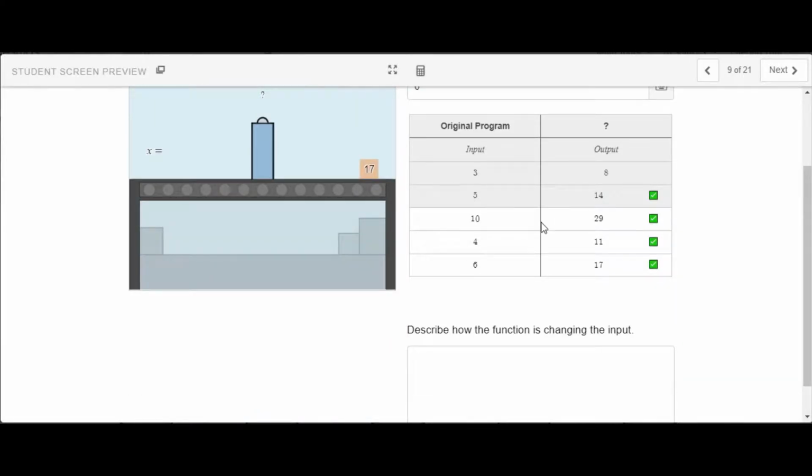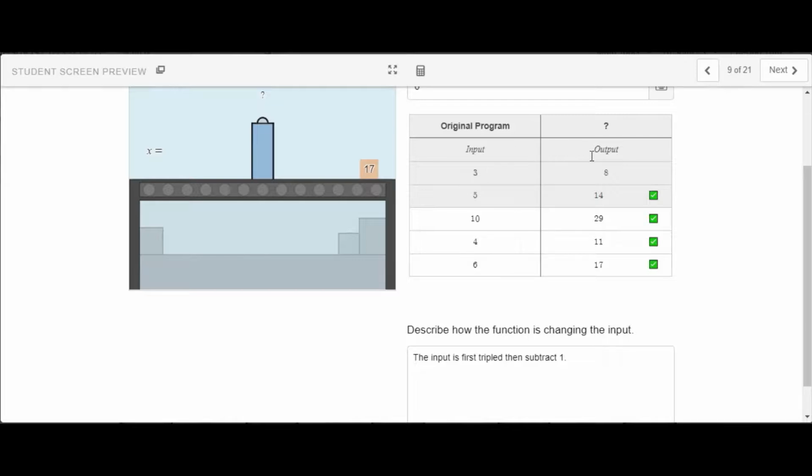Right. So it looks like I'm tripling the first number. The input is first tripled. After I tripled, then I take away 1. I subtract 1. So can you see that pattern?